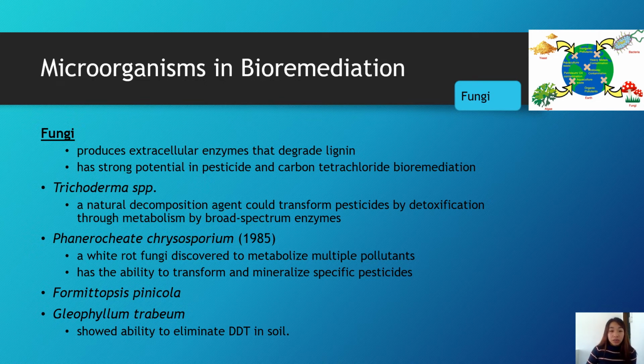Examples are Trichoderma, a natural decomposition agent that could transform pesticides by detoxification through metabolism by broad-spectrum enzymes. And then Phanerochaete chrysosporium, discovered in the year 1985. This is a white rot fungus used to metabolize multiple pollutants. It has the ability to transform and mineralize specific pesticides. Fomitopsis pinicola and Gloeophyllum trabeum showed ability to eliminate DDT in soil.